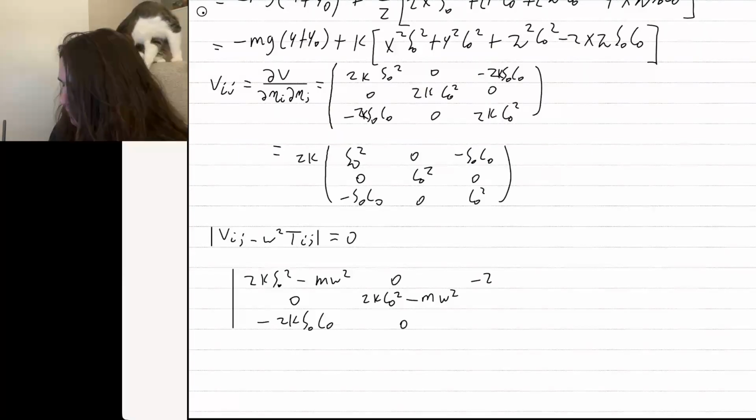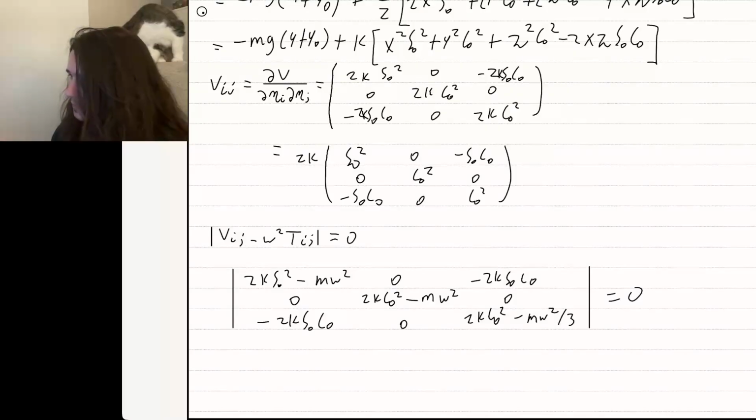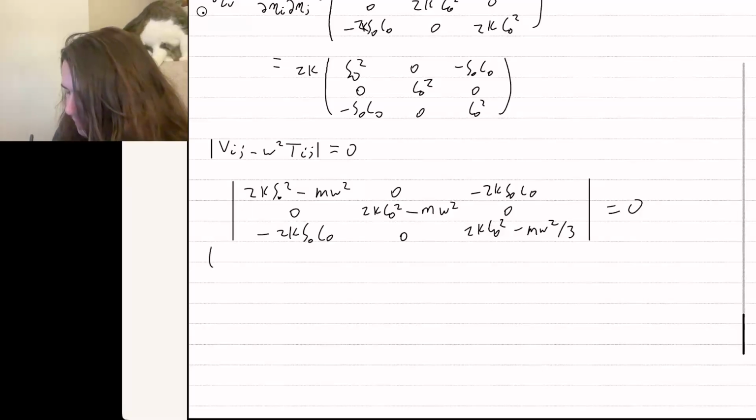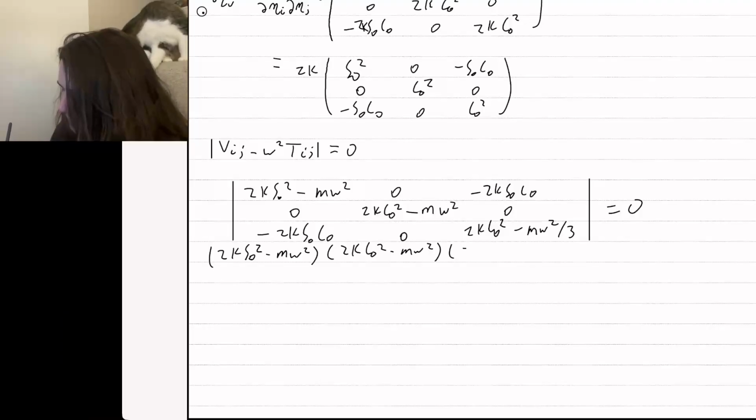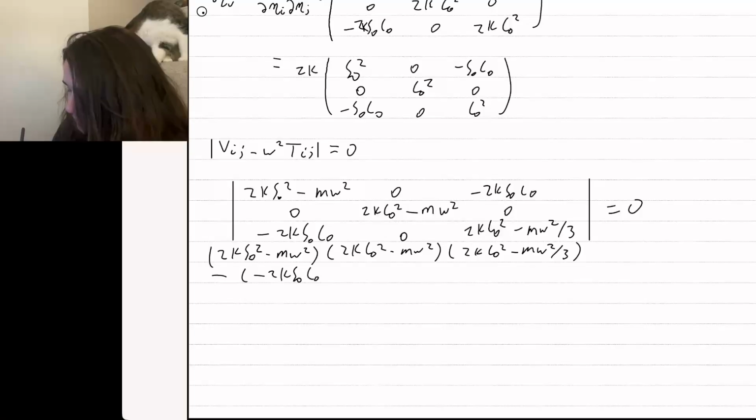This is going to be minus 2k s naught c naught. This is going to be 0. This is going to be 2k c naught squared minus m omega squared over 3. The determinant of that matrix is equal to 0. And I'll write it out in full and try to proceed cautiously to figure out what the solutions to this equation are. Minus m omega squared over 3 minus 2k s naught c naught squared. There's two factors of that. And then we got this guy. All of that equals 0.